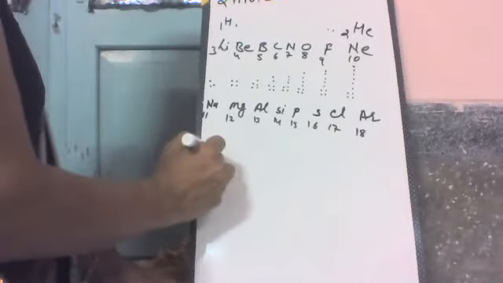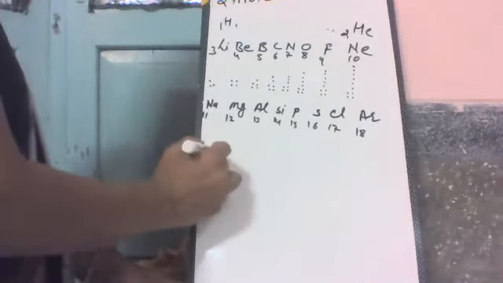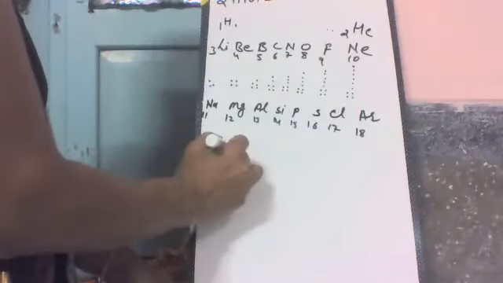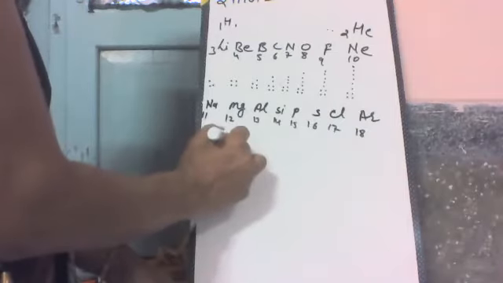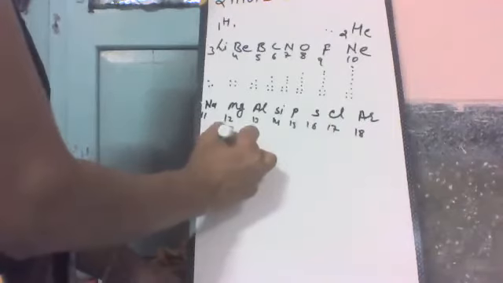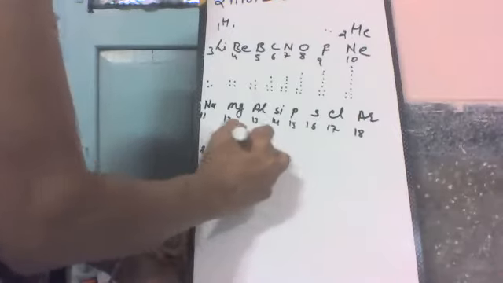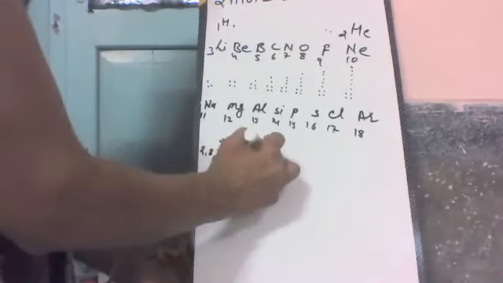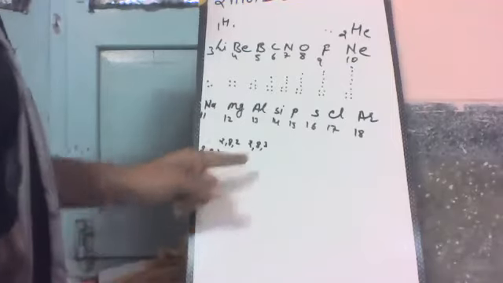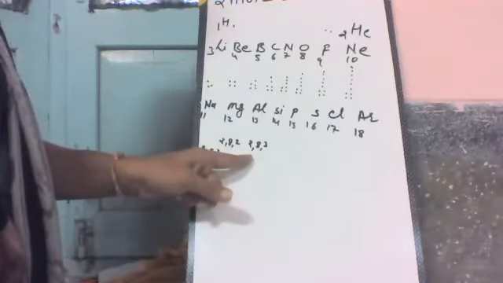In the first shell, then 8 in the next and 1 in the third shell. Here there are 2 electrons in the first shell, 8 electrons in the second shell and 2 electrons in the third shell. Here there are 2 electrons in the first shell, 8 electrons in the second shell and 3 electrons in the third shell. Is it clear now?